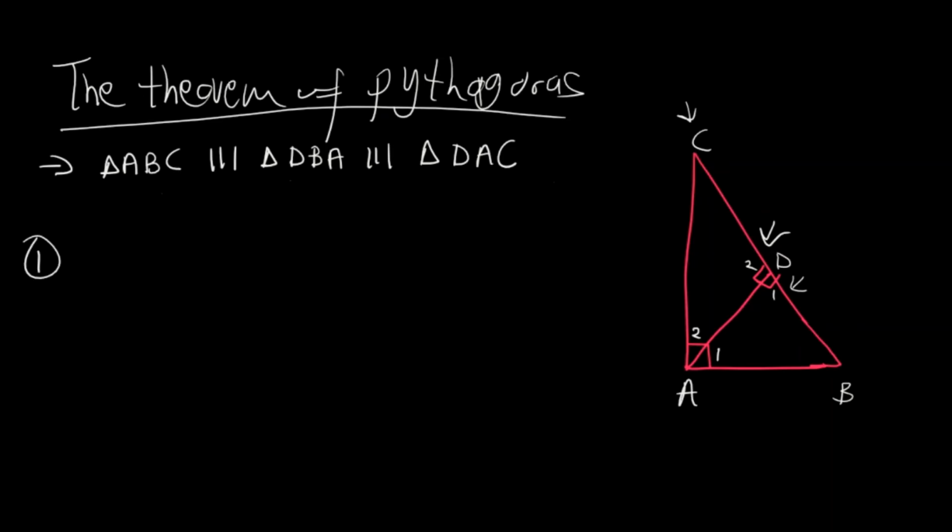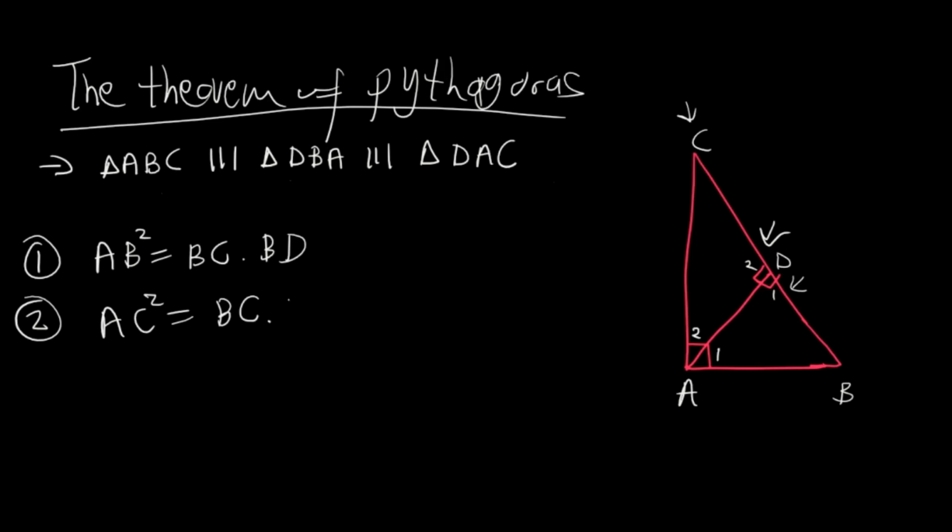I'm going to write them down. The first one is AB squared is equal to BC multiplied by BD. The second one is AC squared is equal to BC multiplied by DC. The third one is DA squared is equal to DB multiplied by DC. So that's how we go about solving the theorem of Pythagoras, right?